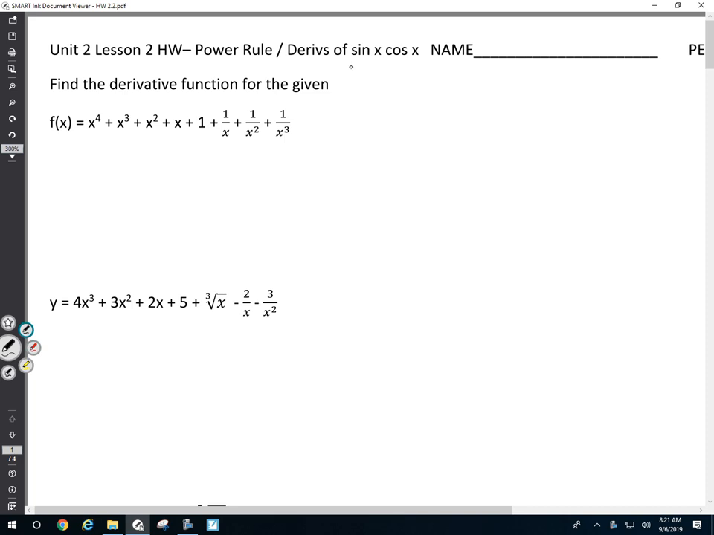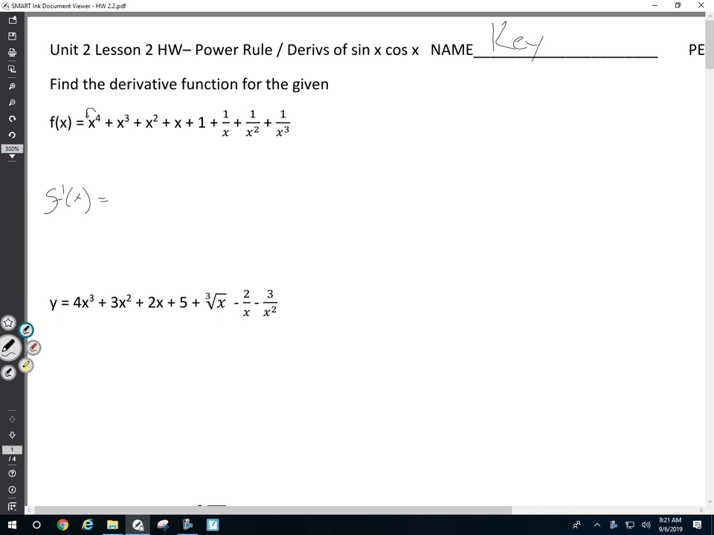Here is our lesson 2 homework key. We are using derivative rules to easily find the tangent slope generating function for an original function. That's what we call the derivative, the tangent slope. Here, the derivative function, tangent slope generator.